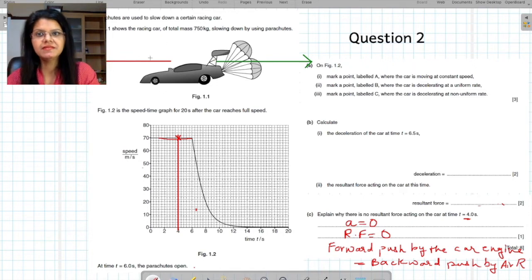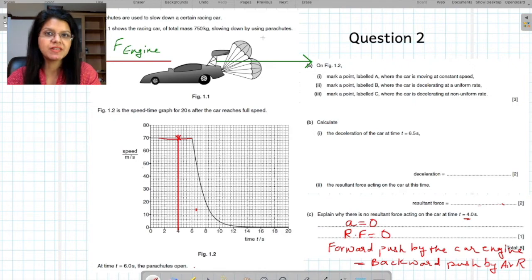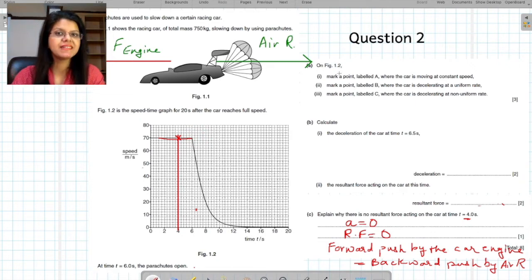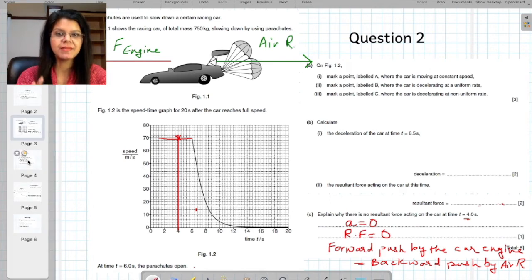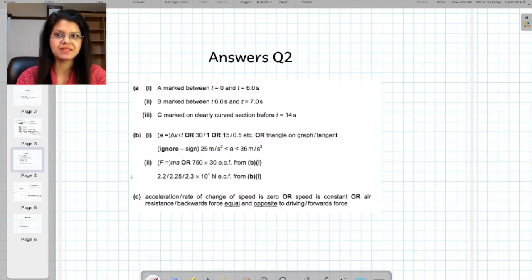Let me write it down. Forward push, which is by the engine, becomes equal and opposite to the air resistance, which is in the opposite direction. Now I'll show you the mark scheme. You can work this question out yourself and look at the mark scheme and tally your answers.